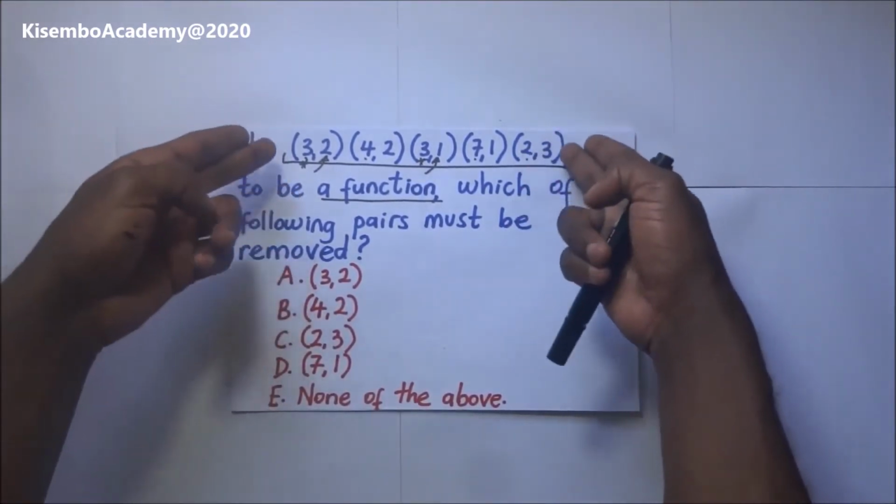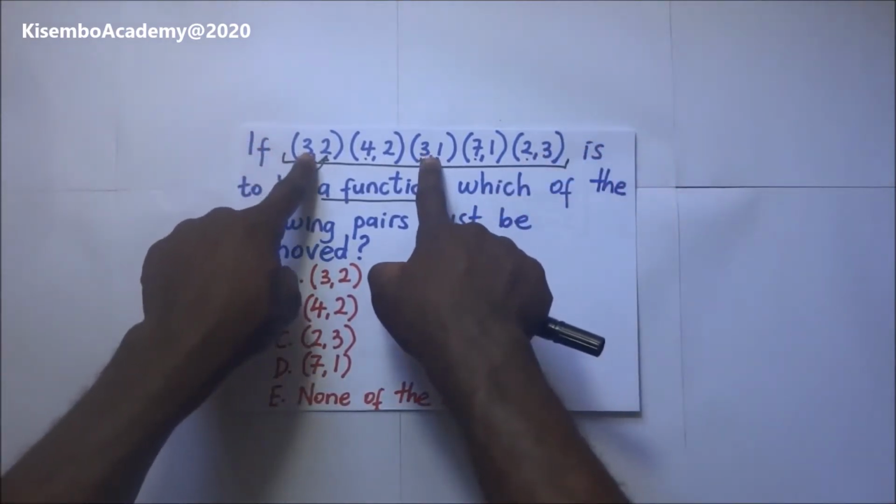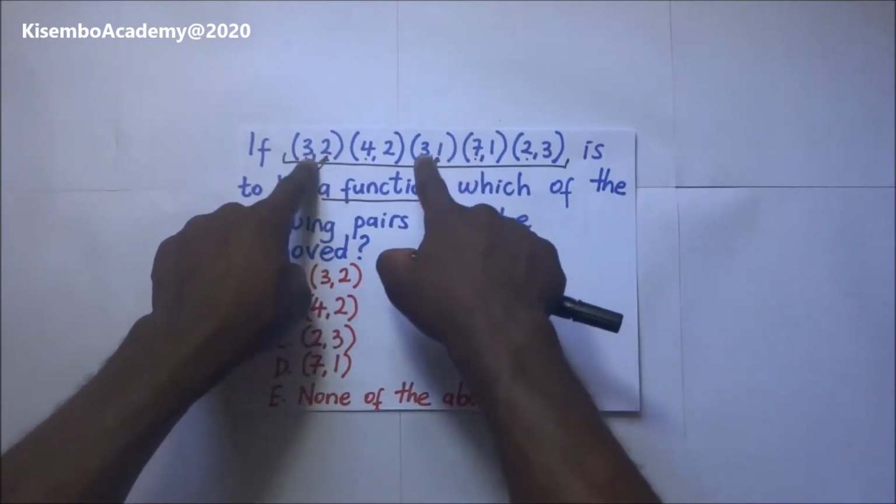Now, in order for us to make this a function, we have to get rid of one of these ordered pairs. We can either get rid of (3,2), or we get rid of (3,1).